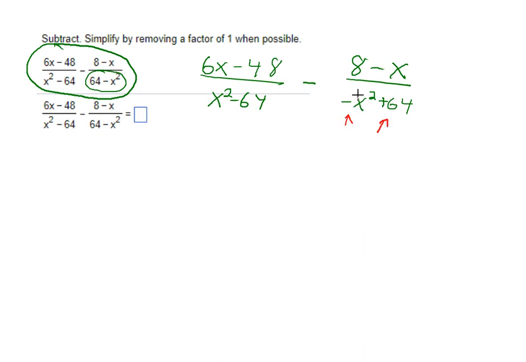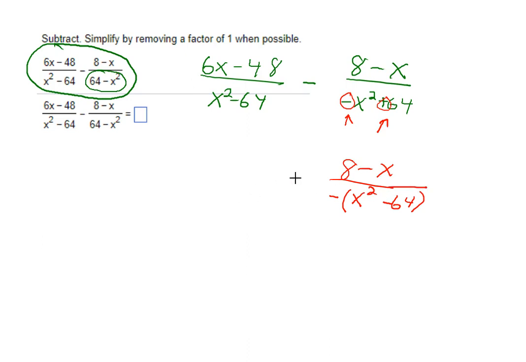If I can switch the sign of these, this negative and this positive, then it matches up to this perfectly. Thankfully, there's an easy way to do that. You just factor out a negative. So I'm going to rewrite the problem, factor a negative out of this denominator, and so this will make this a positive x squared, and this will make this a minus 64 when I factor out the negative sign.